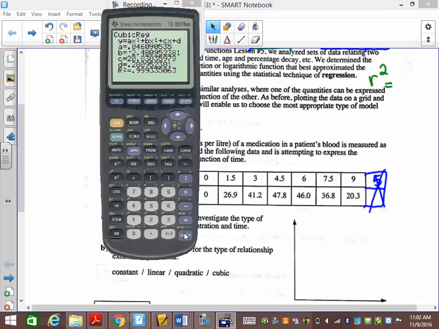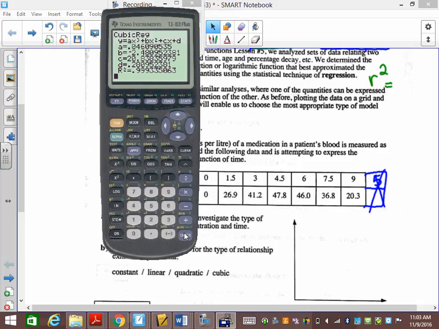So cubic is the best. Now, from the stat plot, we really couldn't tell that, right? When we stat plotted it, we could tell that linear was not a good option because it made a curve. But we couldn't tell that quadratic was awesome, but cubic was even more awesome.